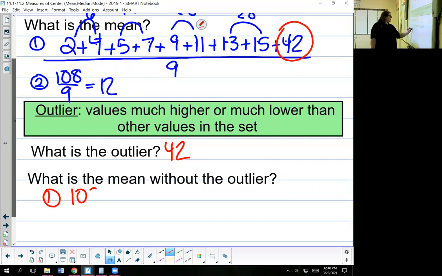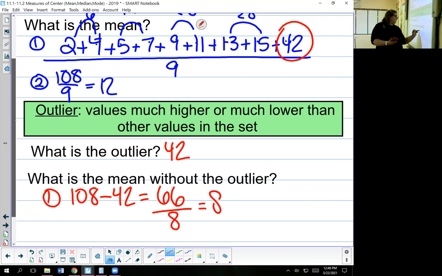Right? Okay, so now, instead of having to do this all over again, all I have to do is take 108, because that was the sum. I took out 42, right? I took that out of the data. So 108 minus 42. Now the sum is 66. But now I don't have 9 numbers. I took one number out. So instead of dividing by 9, it should be dividing by 8. So let's divide it by 8.